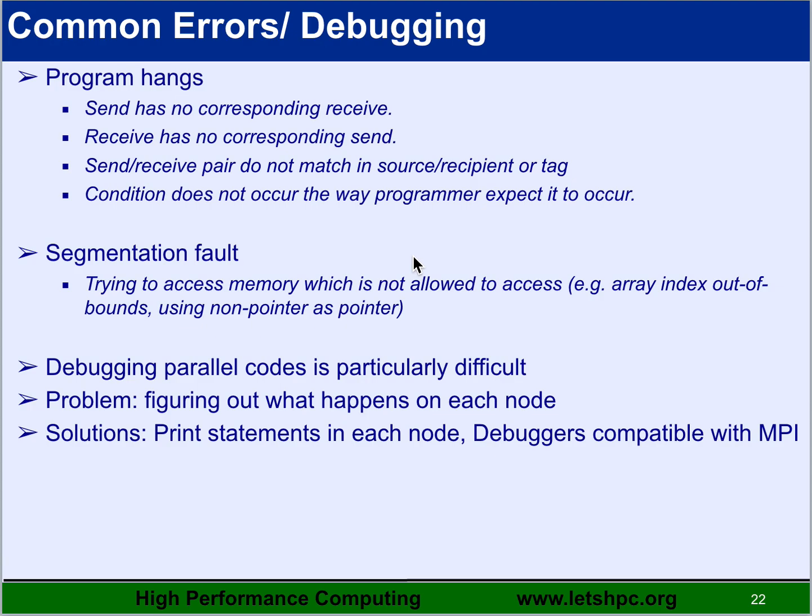It's very common to get segmentation fault issues with MPI codes. When you try to access memory which a particular process is not allowed to access, we can encounter this kind of segmentation fault. So basically, for out of bound errors, we should always use an out of bound flag to figure out this kind of problem. Or suppose we are using a non-pointer as a pointer, then also we can get a segmentation fault.